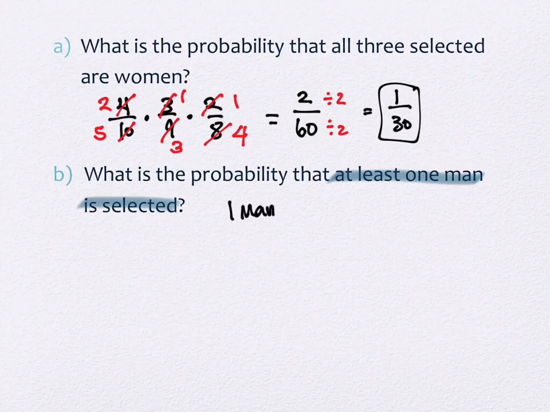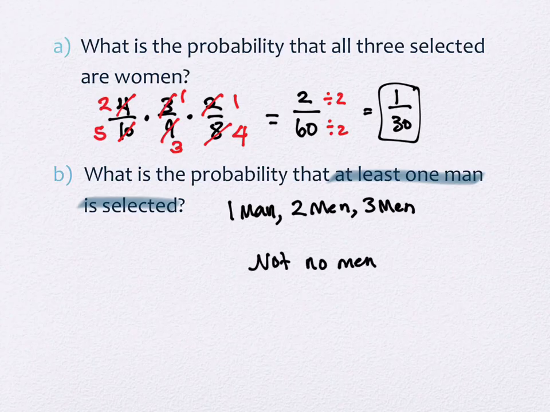1 man. What else could it mean? 2 men and 3 men. Does everybody understand that phrase, at least 1? We're going to be dealing with that phrase, at least and at most, a little bit in this section. At least 1 means it could be 1 man, 2 men, 3 men, which really just means it's not what? It's not no men or all women. Agreed? Why does it matter?